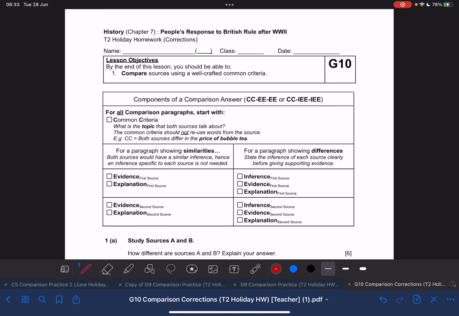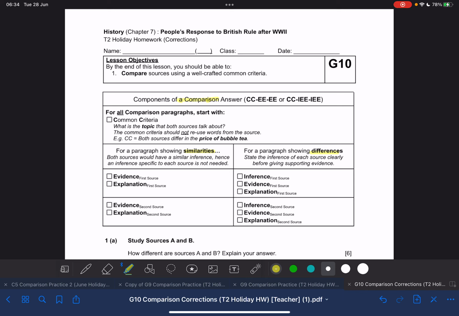Now, this practice was focused almost entirely on the comparison skill, which is a source-based skill we learned in Sec 1, and we had a little bit of a refresher at the end of Term 2. If you remember, a comparison skill requires you to look at two historical sources and try to figure out in what ways are they similar or in what ways are they different.